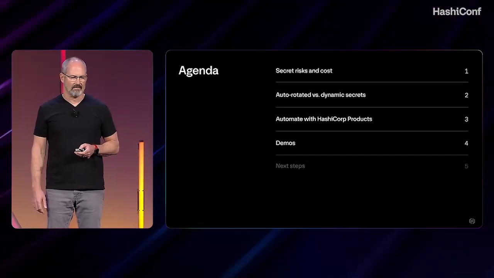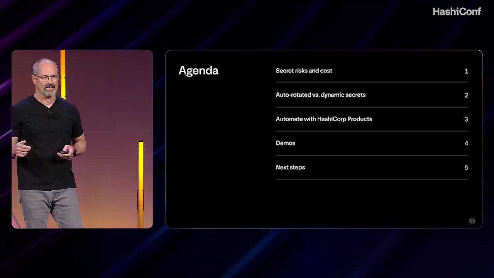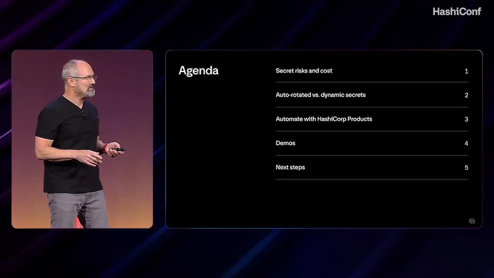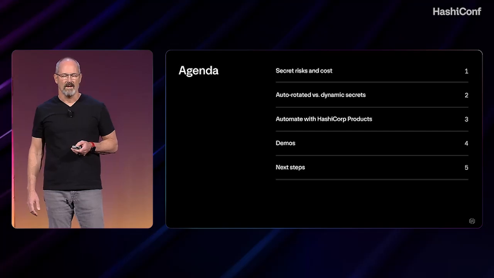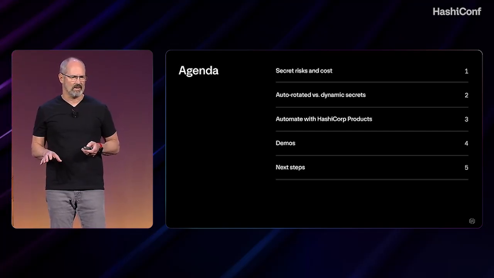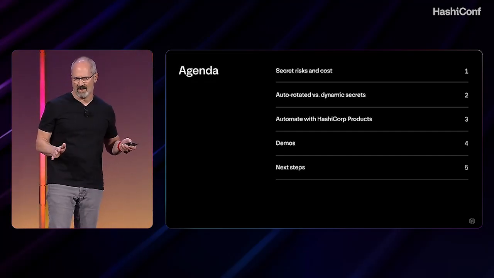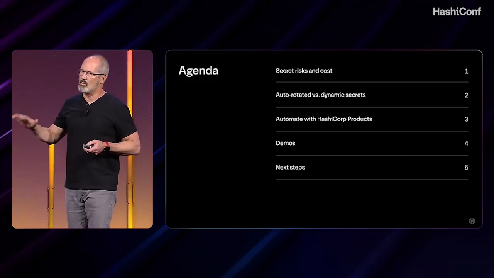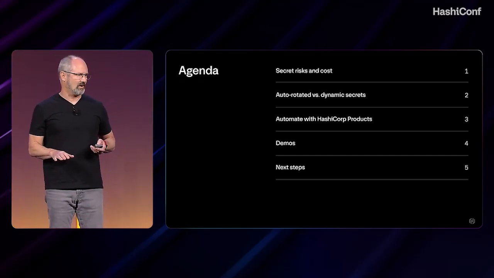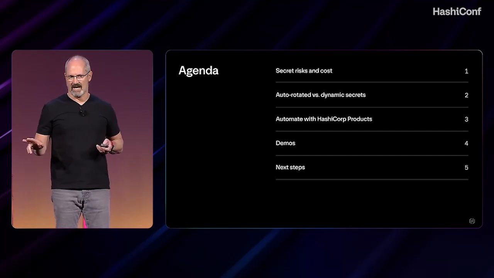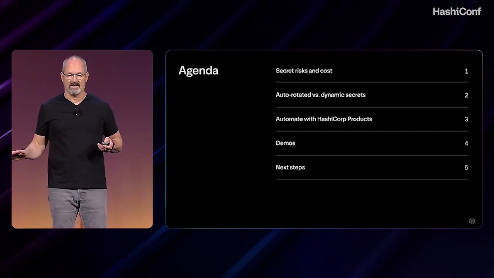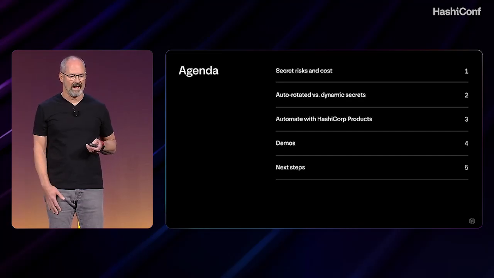So just a quick overview of what we want to cover today. I'm going to talk a little bit about secret risks and costs, so keep that scary Halloween story going that James was talking about just a moment ago. And then I want to talk about the differences between auto-rotated and dynamic secrets, because there seems to be a lot of confusion and even mixing of terminologies when people talk about the different kinds of secrets. And the reason for that is I then want to get into what use cases are really best suited for those two different types of secrets. And with that, we're going to get into how HashiCorp products, mainly Vault, help with that, get some demos of the latest features, and then next steps.